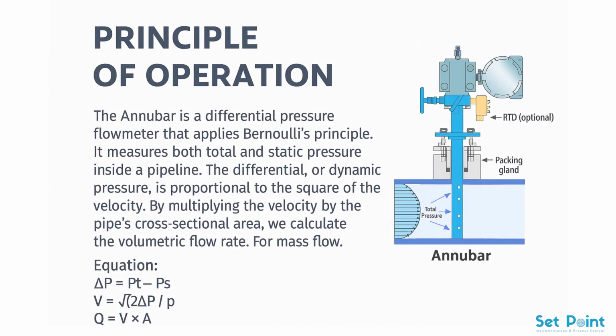Principle of operation. The Annubar is a differential pressure flow meter that applies Bernoulli's principle. It measures both total and static pressure inside a pipeline. The differential, or dynamic pressure, is proportional to the square of the velocity. By multiplying the velocity by the pipe's cross-sectional area, we calculate volumetric flow rate. For mass flow, we include density correction. Unlike single-point pitot tubes, the Annubar has multiple sensing ports, averaging the velocity profile for greater accuracy. To make things clear, let's watch a short animation video about how Annubar flow meter works.